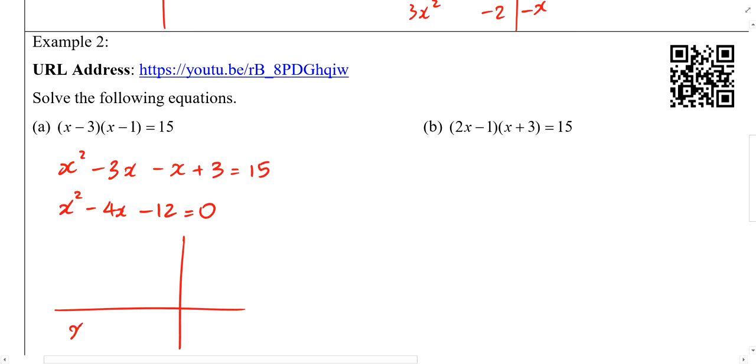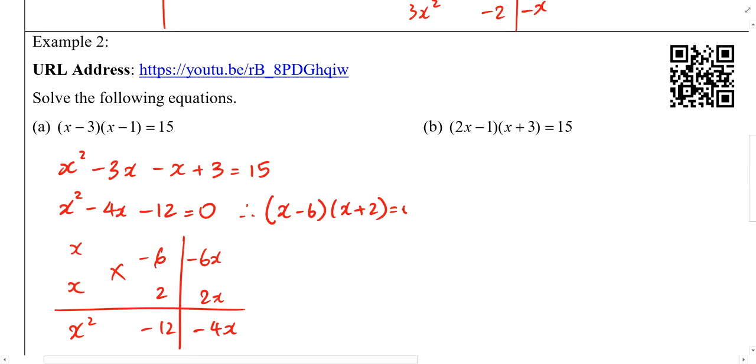Factorize x squared minus 4x minus 12. Here, no choice, must be x and x. Next, what do we have? Good, 6 and 2. 2x, 6x. Where does the negative sign go to? To the 6 so that we get a negative 6x. Therefore, we have x minus 6, x plus 2 equals to 0.